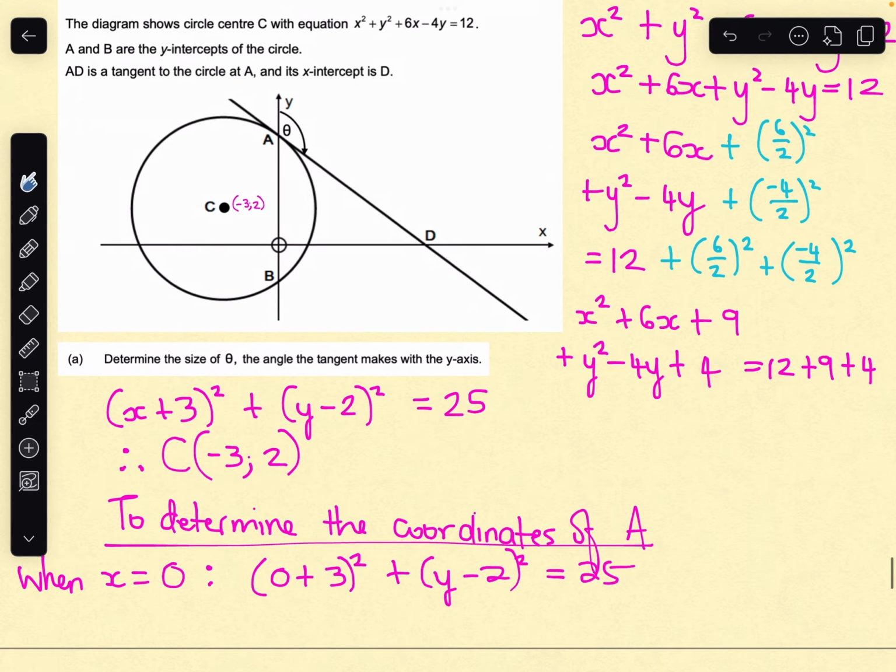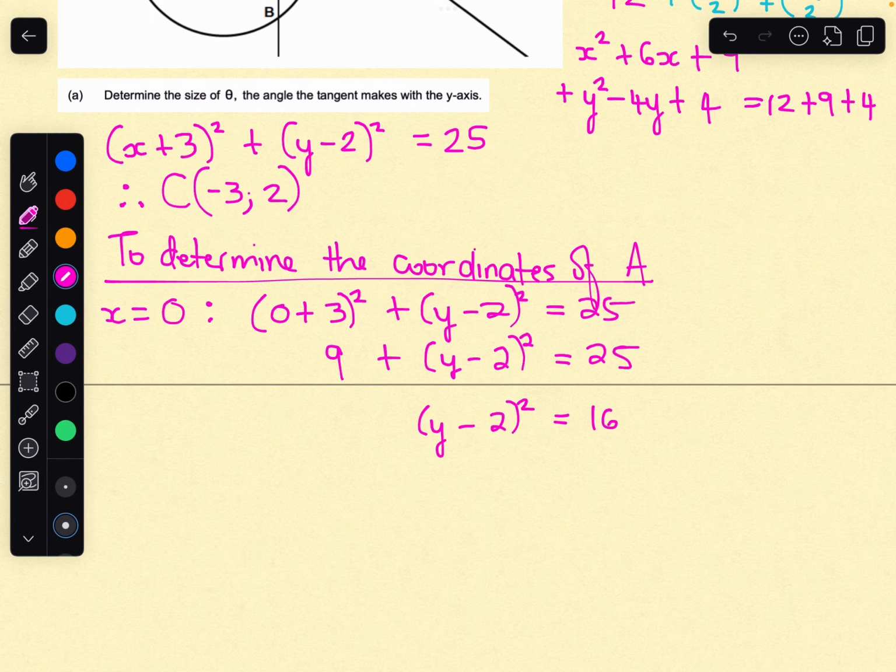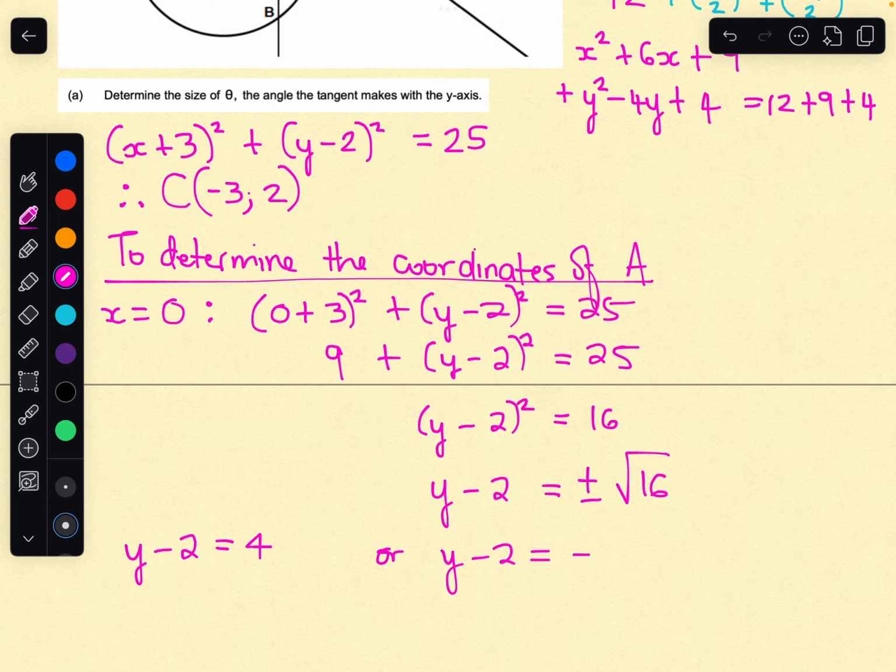Right, so that is 9 plus (y minus 2) squared is equal to 25, which means that (y minus 2) squared is the same as 16. 9 plus 16 is 25. So that means that y minus 2 is equal to plus or minus the square root of 16. So either y minus 2 is equal to 4, or y minus 2 is equal to -4.